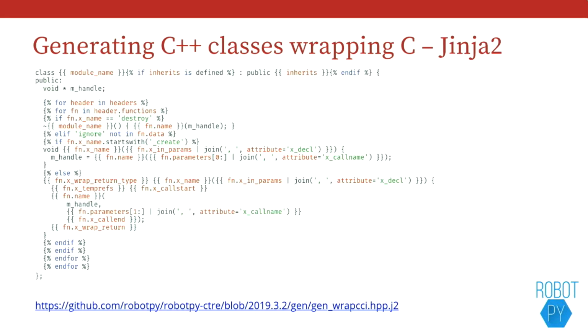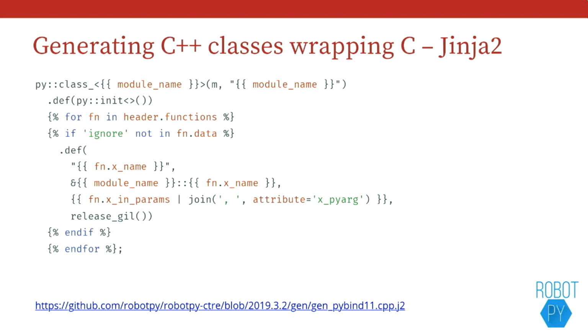This is what the Jinja2 template looks like to generate the C++ classes. It's scary. If you actually want to read the code, there's a link there. But this is then the template for the PyBind11 code. I feel like you probably get the idea, so I won't show you the Python code that first preprocesses it. So, but yeah.